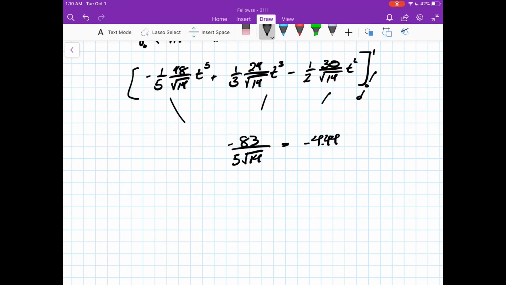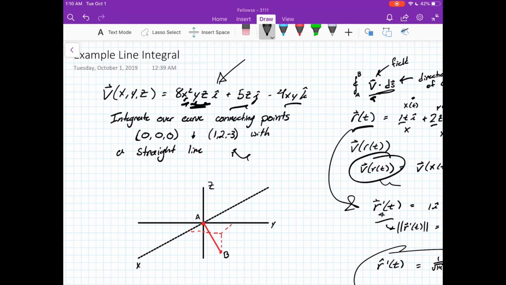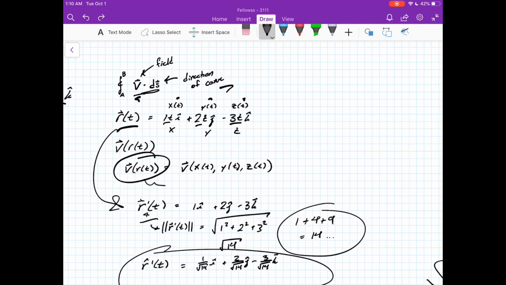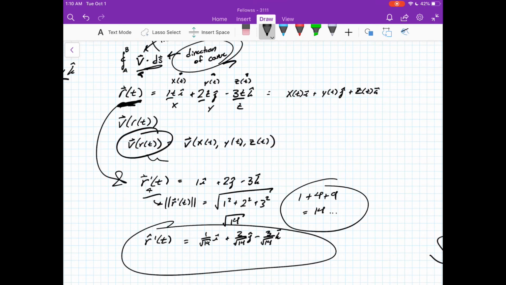All right, so quick, we'll go back over how we did this. So we established that we had some velocity field, right? We have our field, we have the direction of the curve we're integrating along. We parameterize this in terms of x of t i hat plus y of t j hat plus z of t k hat, right? We put it all in. We're evaluating along that curve, you know, at every point.